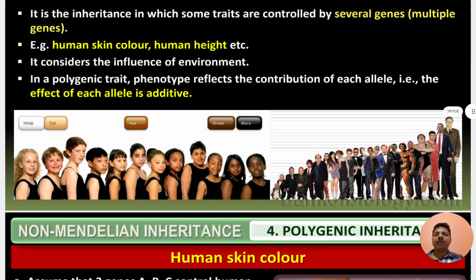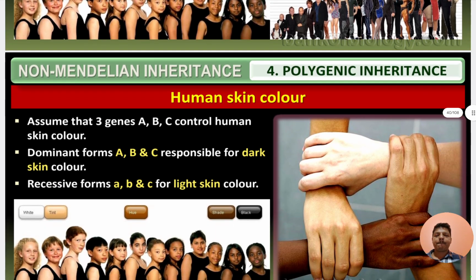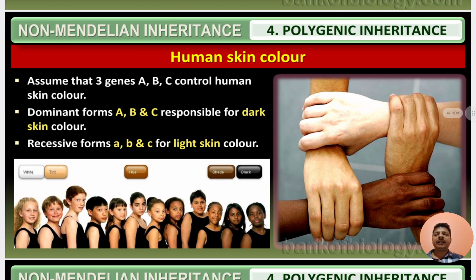In a particular population, you can easily find out some skin color will be white, some have tint, hue, shade and black. Human skin color: assume that three genes A, B, C control human skin color. Assume the dominant forms A, B and C are responsible for dark skin color, and the recessive forms small a, b and c for light skin color.